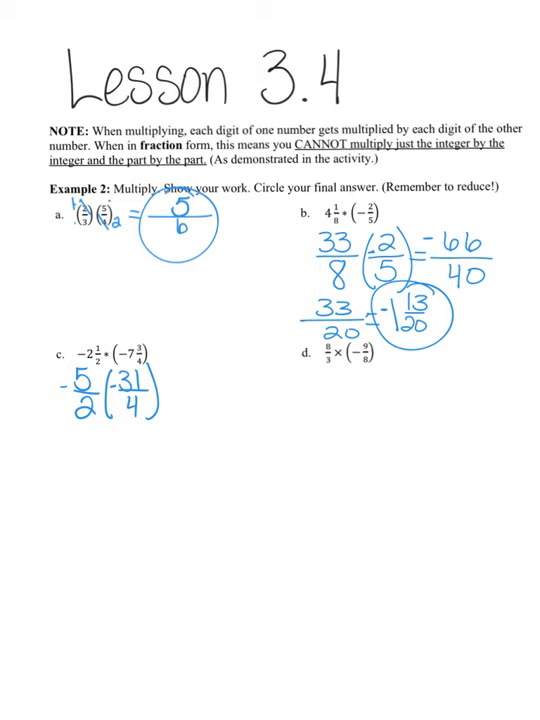And I cannot do any cross reducing here simply because there is no common factor between 2 and 31 and 5 and 4. So this is one of those situations where you will have to just multiply straight across. So I know that my denominator is 8, and then I'm going to multiply 31 times 5, which is 155, and a negative times a negative is a positive. So I've got 155/8, and that is what I need to reduce now.